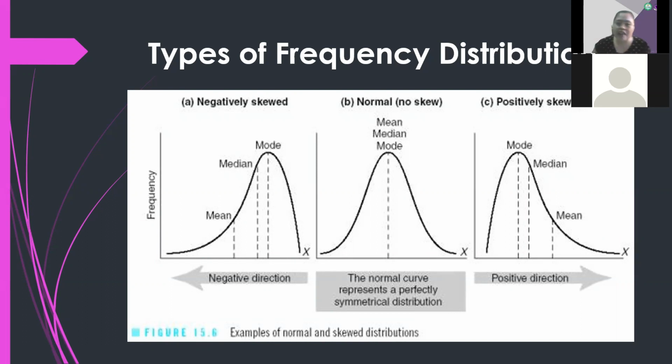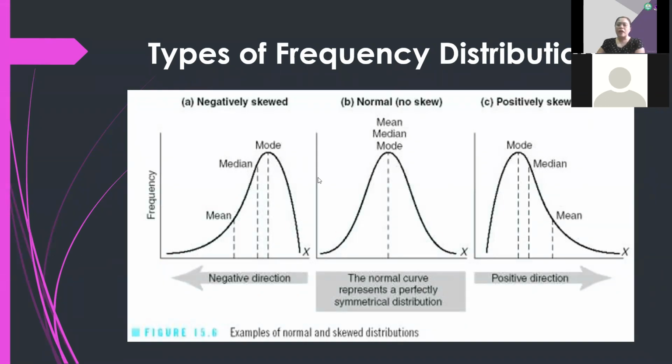But nevertheless, ituturo ko sa inyo na nag-exist itong normal distribution or itong frequency distribution and ano yung kanyang importance sa statistics. Now, ito yung types. We have 3 types of frequency distribution. The negatively skewed, normal distribution or normal no skew ito. And then lastly, we have the positive skewed.